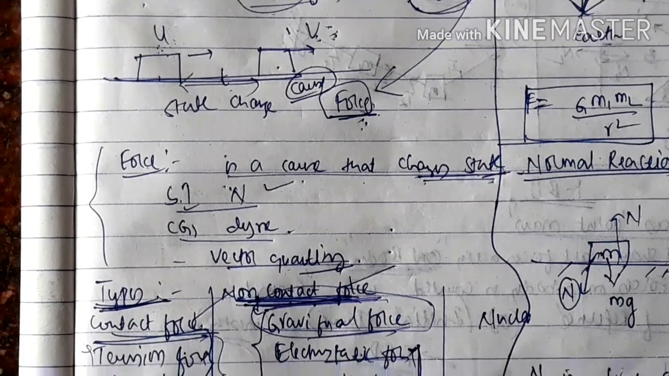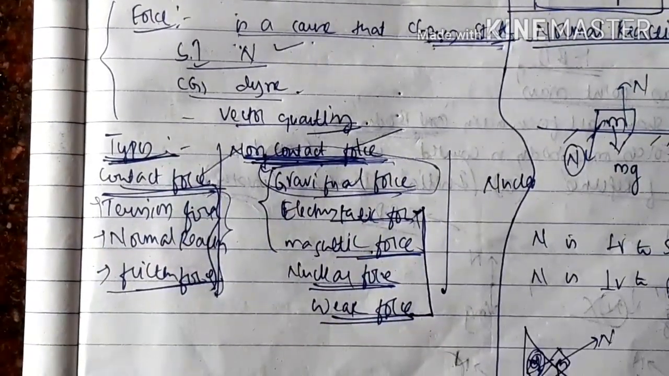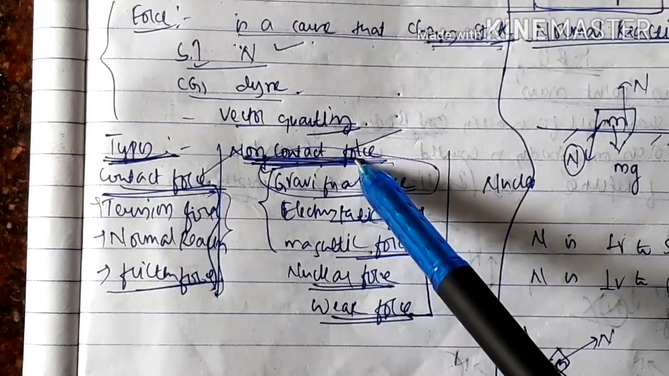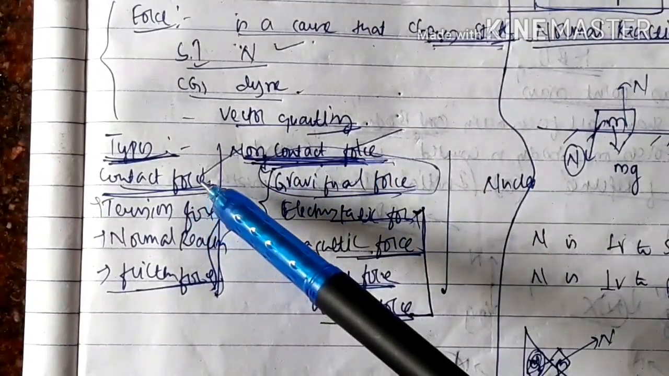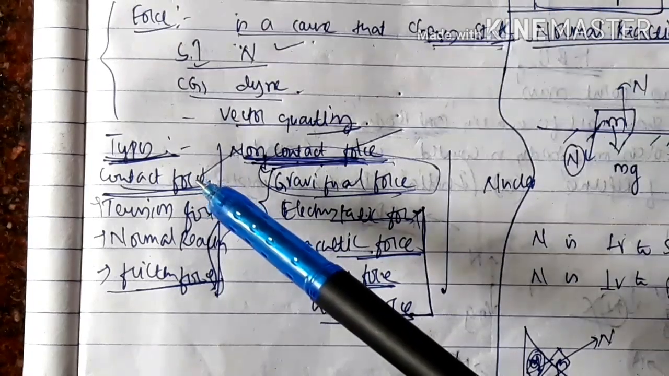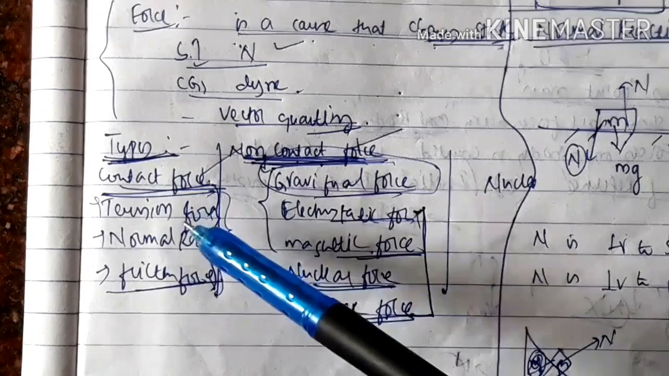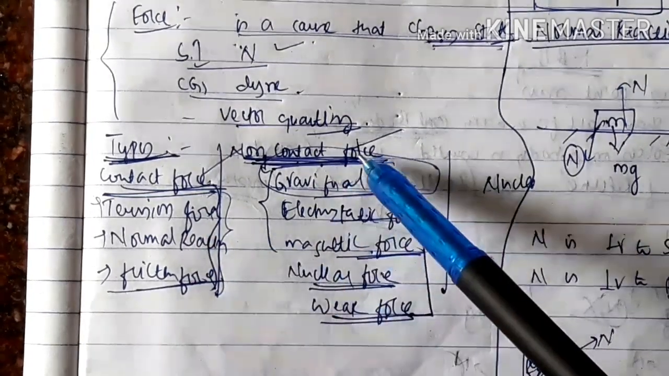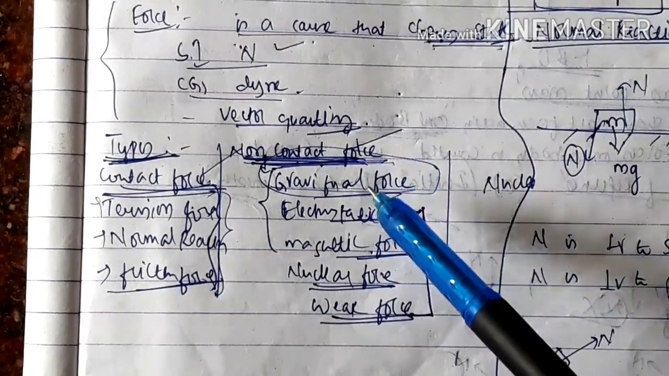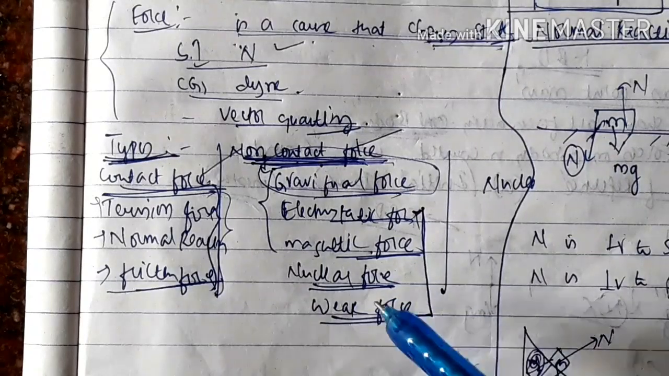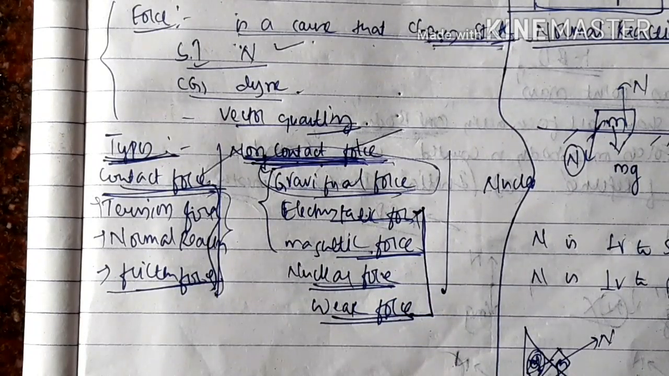Now when it comes to force, there are different types of forces. One type is contact force and the other is non-contact force. In contact force, by virtue of physical contact, the force comes into picture. The different types of contact forces are tension force, normal reaction, and frictional force. In non-contact forces we have gravitational force, electrostatic force, magnetic force, nuclear force and weak nuclear force, or weak force as we simply call it.